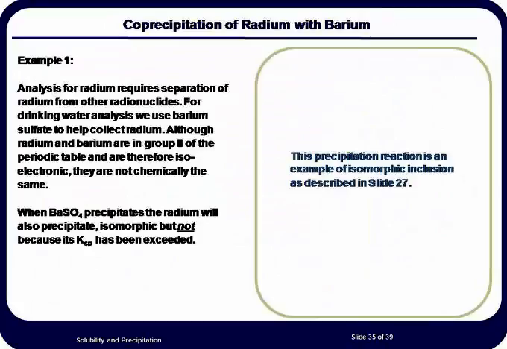Barium and radium are both group 2 elements in the periodic table. They have the same ionic charge in solution and chemically have very similar properties. This co-precipitation is an example of isomorphic inclusion.